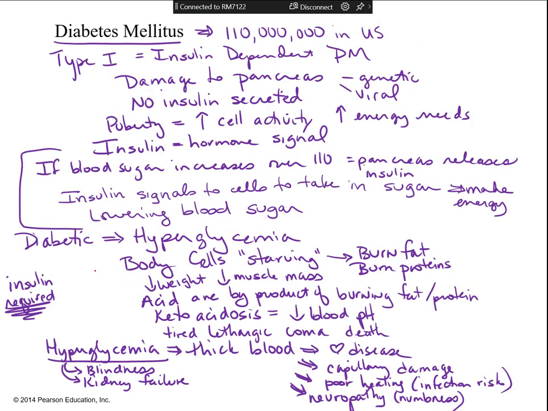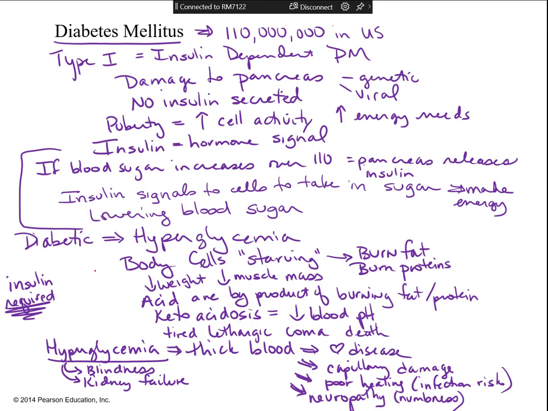So there's 2 types. I will tell you that it is estimated that there is 110 million people in the United States alone that have one of these forms of diabetes. It's also estimated that about 40% of them do not know it, okay, because they have not been diagnosed.